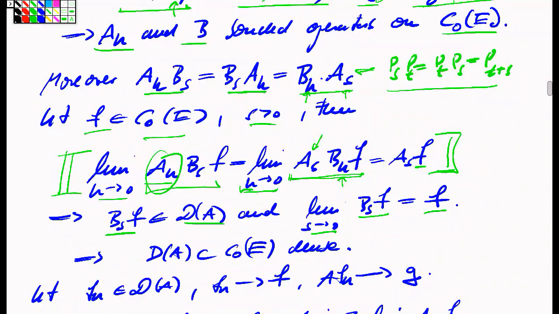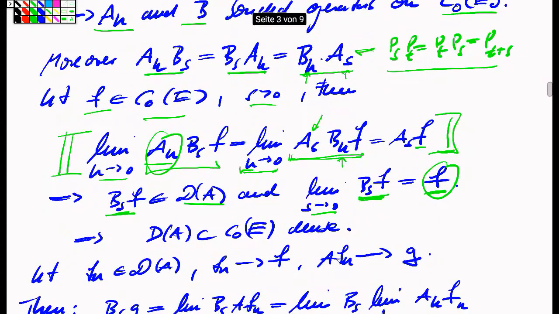And hence we have constructed, for that arbitrary function f, an approximation by other functions, which in this case are called B_S f, which all belong to the domain of the operator A, and which, as we have just said, approximate the function f. So for any function f, we find a sequence or a family of functions which converge to that function f, and where each element of the sequence belongs to the domain of the operator A, which means that the domain of the operator A is dense in our function space.